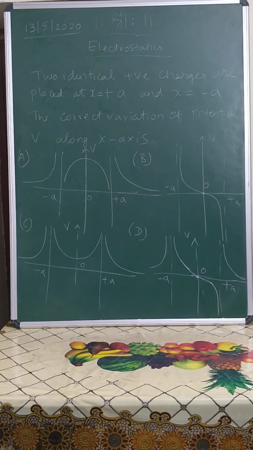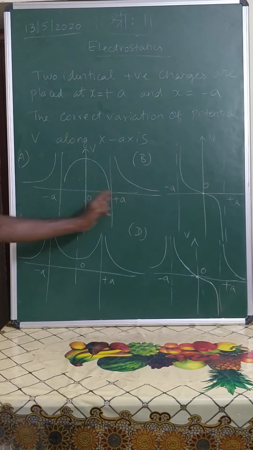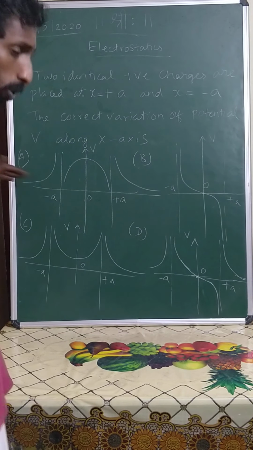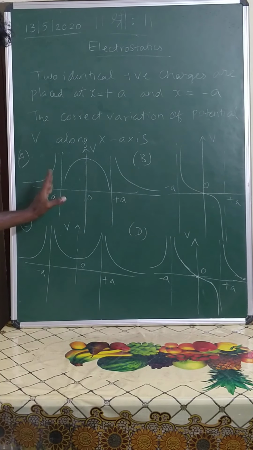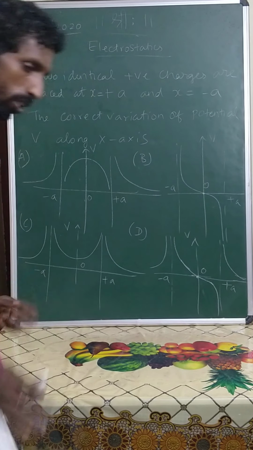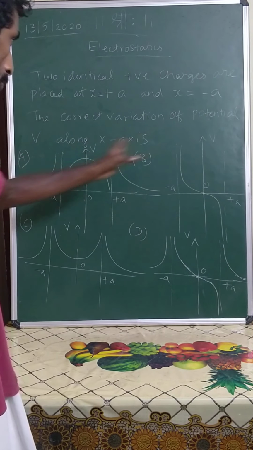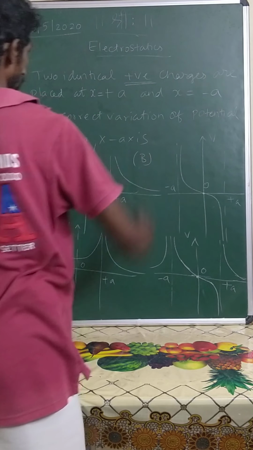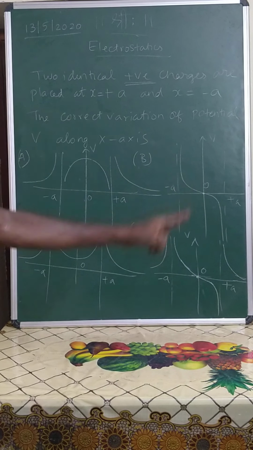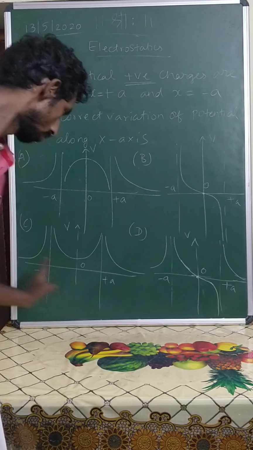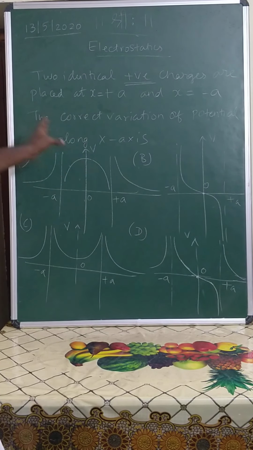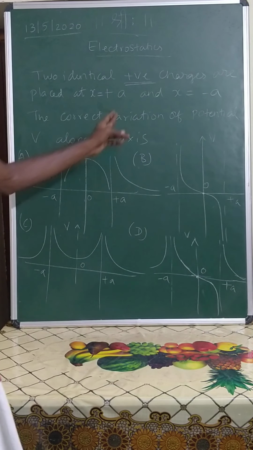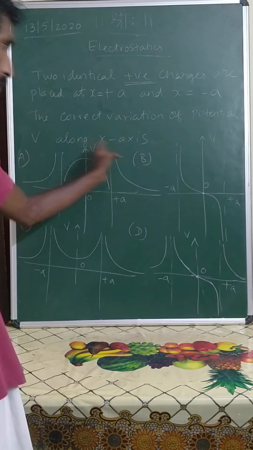In the next question, we have two identical positive charges placed at x equal to minus a and plus a along the x axis. We have to find the correct variation of the potential graph. They have given both are identical positive charges, plus q and plus q. So which graph is correct for the variation of potential along the x-axis?